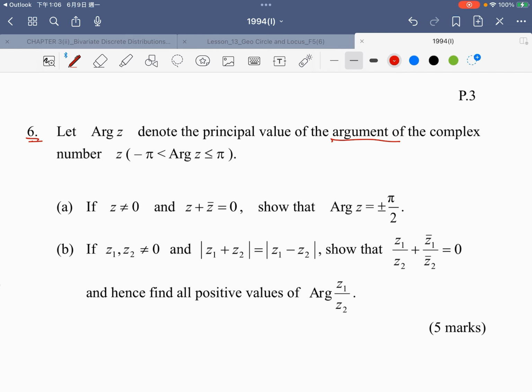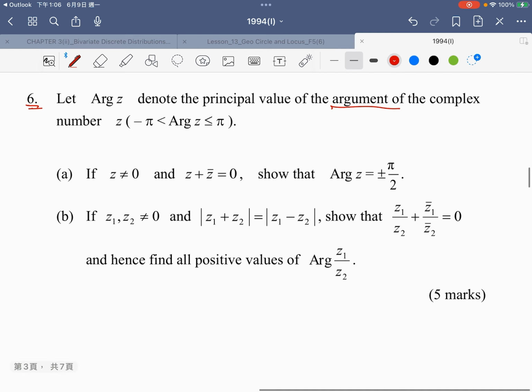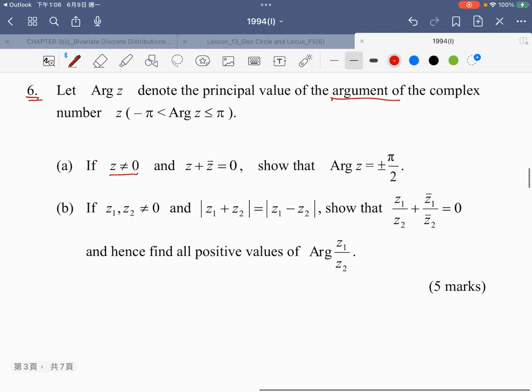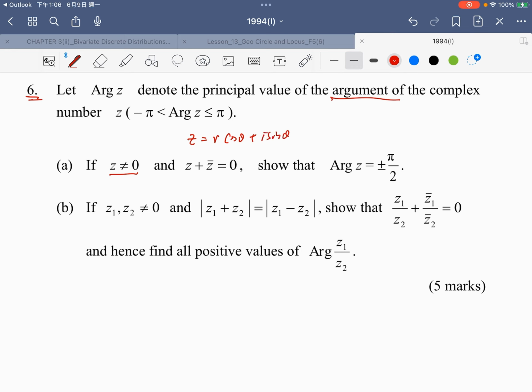negative pi to pi. And for the first part, if z is non-zero, then z plus z conjugate equal to 0. So the argument of z is actually equal to positive or negative pi over 2. Okay, let's see that if z is r cosine theta plus i sine theta, and z conjugate equal to r cosine theta minus i sine theta.